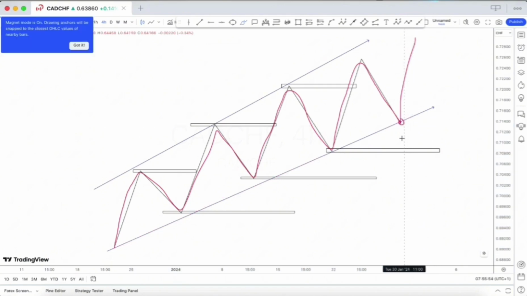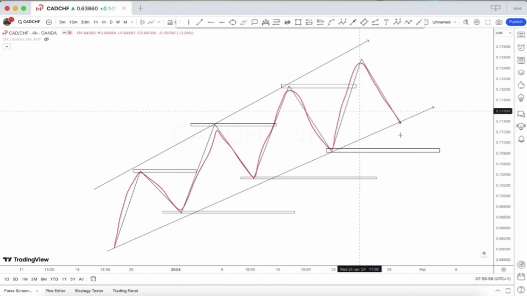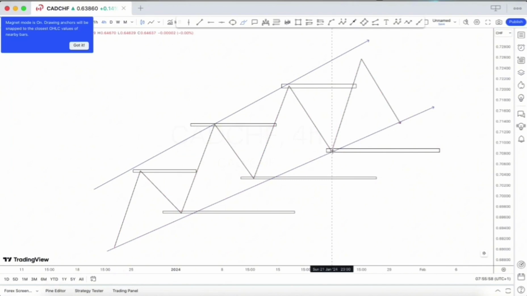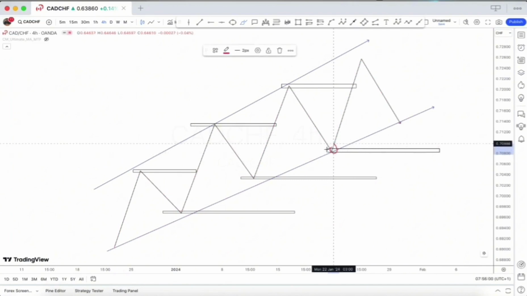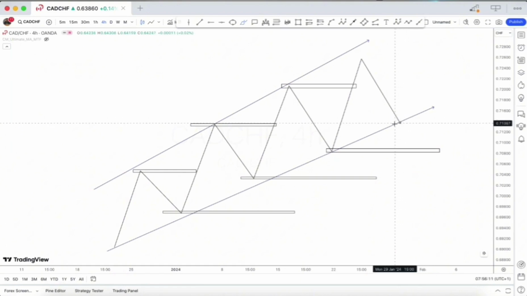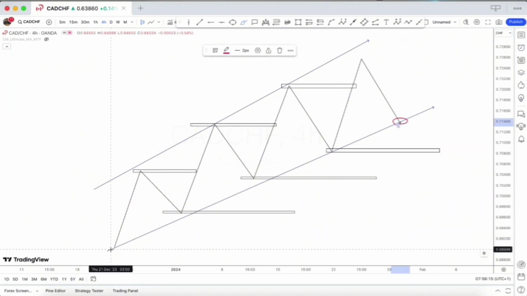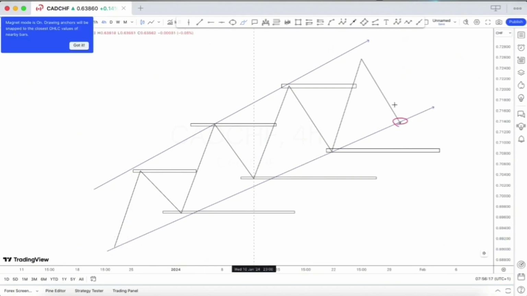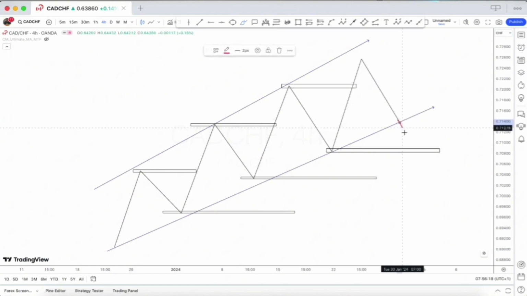But at the same time, we also need to respect the structure. The previous structure right here is this one. Before price broke above this resistance, this was formerly the previous structure. So right now, we can't really say that this is going to be our support level, even though it's respecting this trend line. We could still have a breakthrough like this, but it doesn't mean a change of trend.